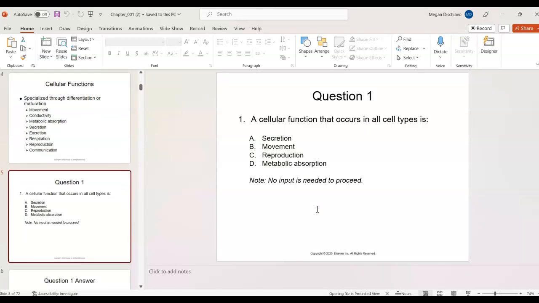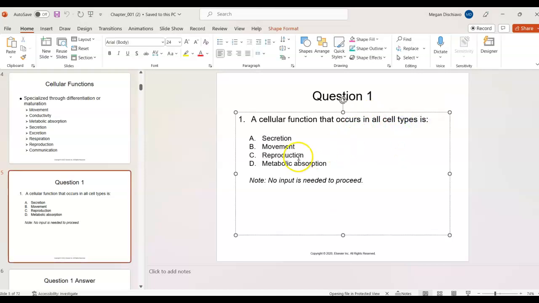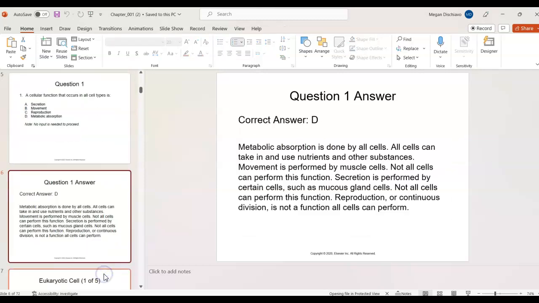Okay. A cellular function that occurs in all cell types. I'm not sure I like this question. Okay, not all cell types reproduce. I think that is saying specific functions, but most cells can secrete in our body. Most cells can move in our body. Most cells can reproduce by mitosis. What it really is looking for is metabolic absorption. So I don't like that question personally. These are not my notes, but they're directly from the book. So I would not give that to you as a question.